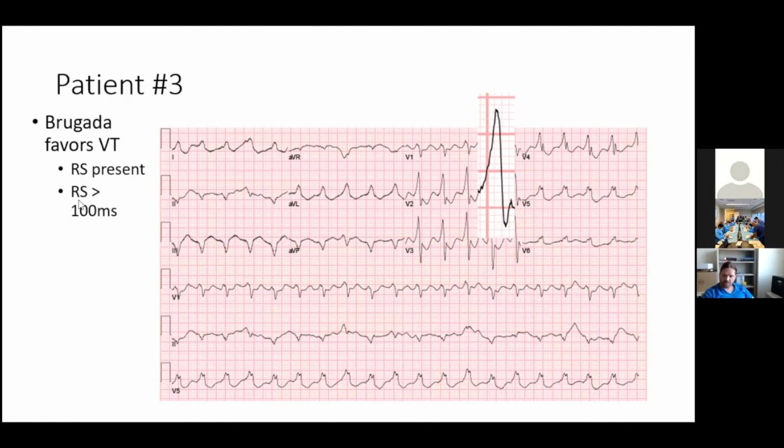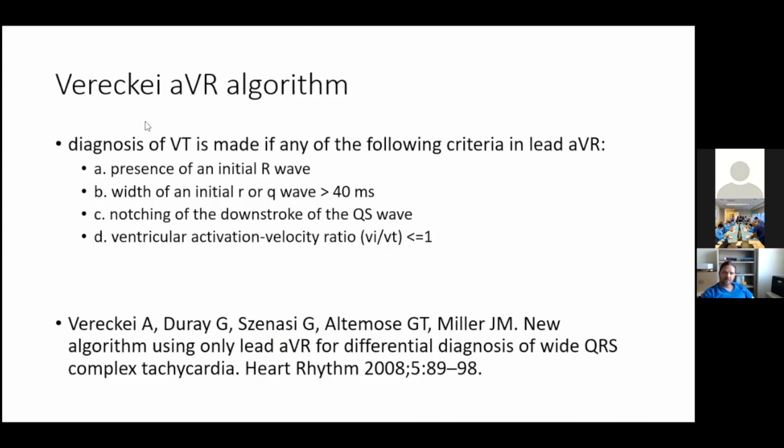So this is going to favor VT. Whether or not we see AV dissociation, we don't need to go to the morphology criteria because we've already gotten this as our favorable diagnosis. The Vereckei AVR algorithm can be very helpful. We're looking only at AVR, and we look for either an initial R wave, the width of an initial R or Q over 40 milliseconds, notching on the downstroke of a QS, or ventricular activation that initially is slower than later.